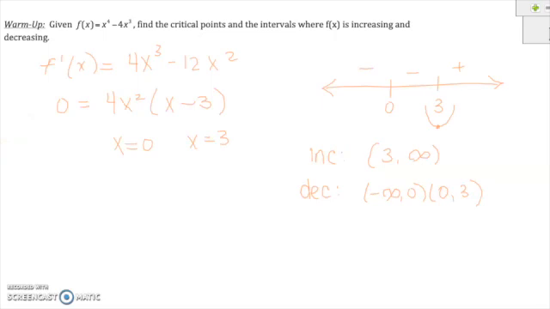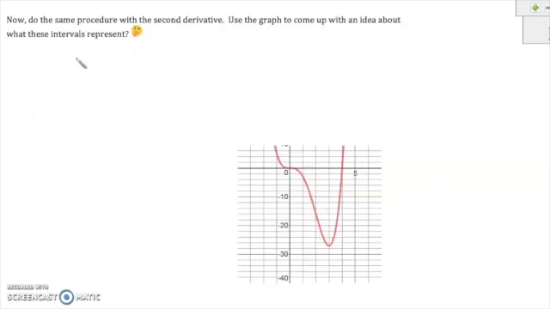F prime was 4x cubed minus 12x squared. I'm looking at the answer key right now. So f double prime, the second derivative, would be 12x squared minus 24x. It says do the same procedure.